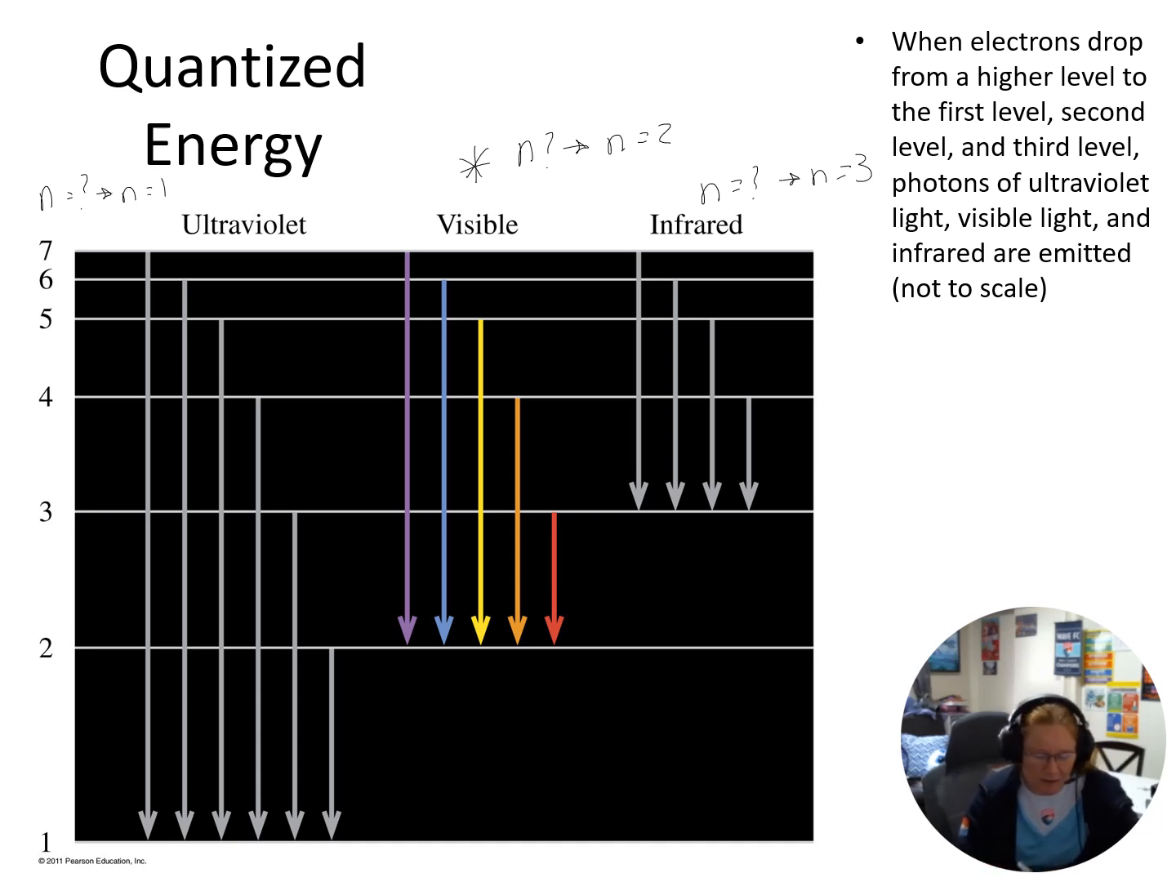Now, these colors that I have on the visible spectra here, these are just there so that you recognize that this is in the visible, what we can see with our naked eye. The 3 to 2 transition is not necessarily a red line. The 7 to 2 transition is not necessarily a purple line or a violet line. It depends on what atom we're looking at and what actually is happening with the energy of those transitions.